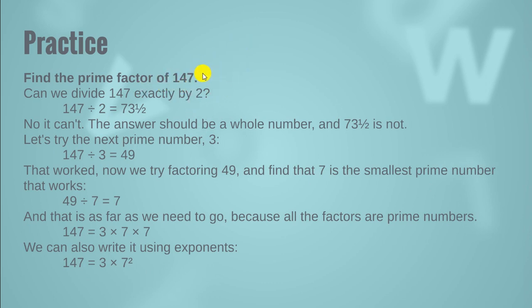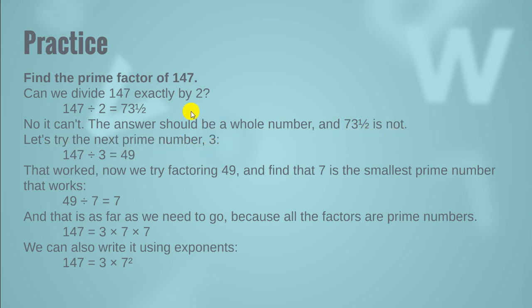As you can see, this is not an even number, so it cannot be divided by 2 to get a whole number as your product. So you need to check. When you divide 147 by 2, you get 73.5, and no, it can't. The answer should be a whole number, and 73.5 is not.